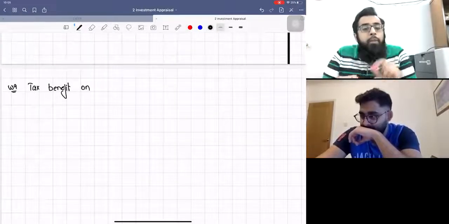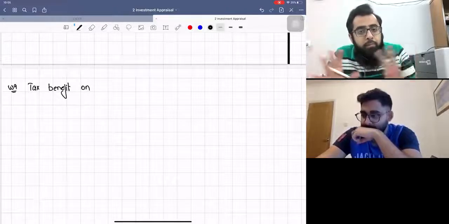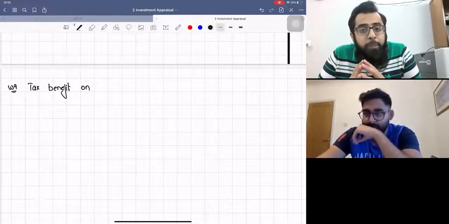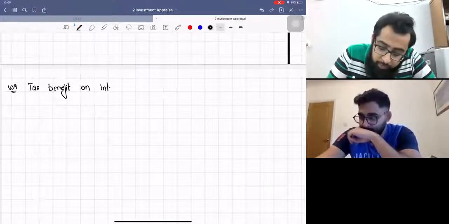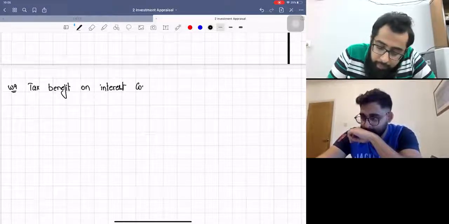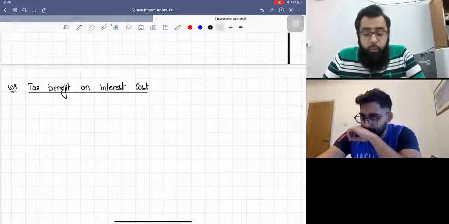Basically, this is the first question which we are doing. Once we do three or four questions on this, it will be your hands-on approach and you'll be able to do it. Tax benefit on interest cost. Now, if you look at the interest cost, what is the interest cost of the project?